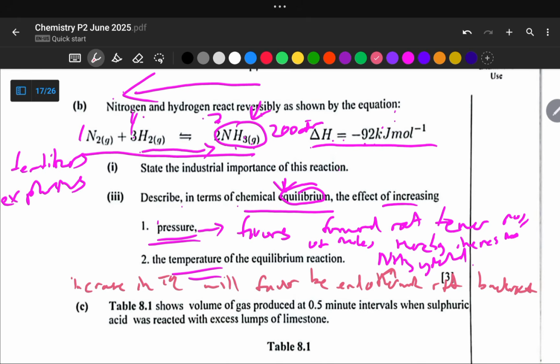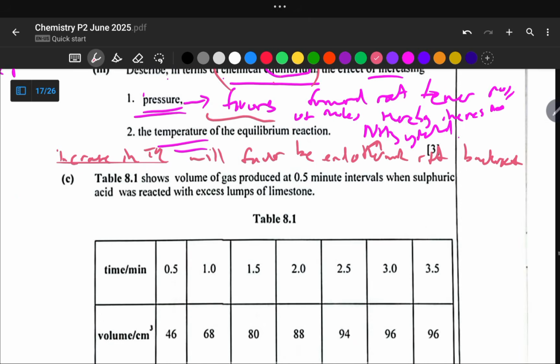So your opening statement must be, according to Le Chatelier's, increase in temperature, according to Le Chatelier's, increase in pressure, according to Le Chatelier's. Your opening statement must always include according to Le Chatelier's principle, because it is the only principle which governs chemical equilibrium. Are we together, guys? So this is what you need to understand. And then we proceed to number C.